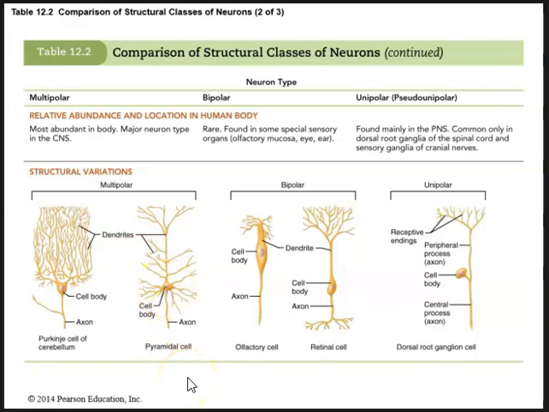Bipolar neurons, we can see that there are different ways of how they're structured, with one cell body and then a fused dendrite and then one long axon, and here's a retinal cell that's bipolar. And then we have a unipolar, which could be a dorsal root ganglion cell with the cell body and then the one process. This is supposedly the axon of the cell body.